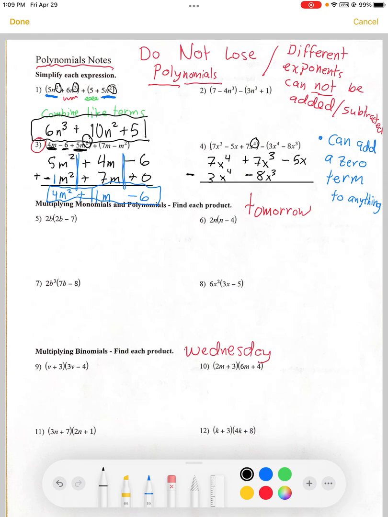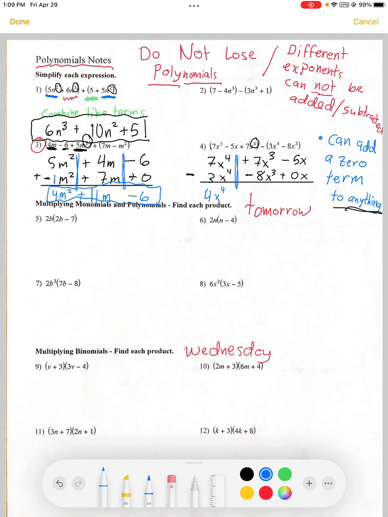If you're worried about that, you can always put a 0x. You can add a 0 term to anything. 0 times x, what would that be? Well, 0, so it's the same thing as adding nothing. From here, we just subtract it column by column. 7x to the 4th minus 3x to the 4th. That will be 4x to the 4th.